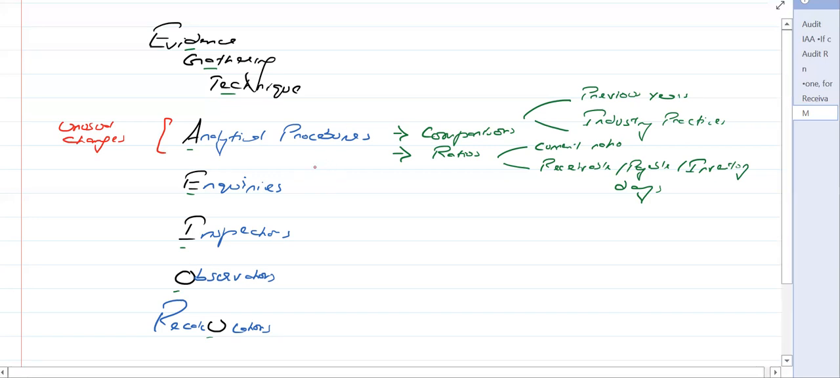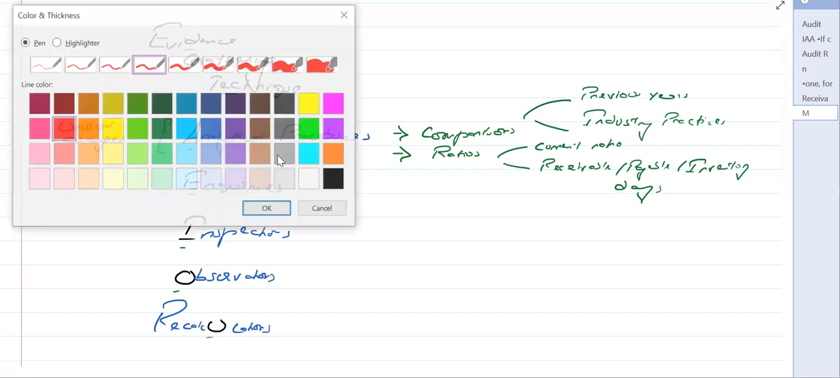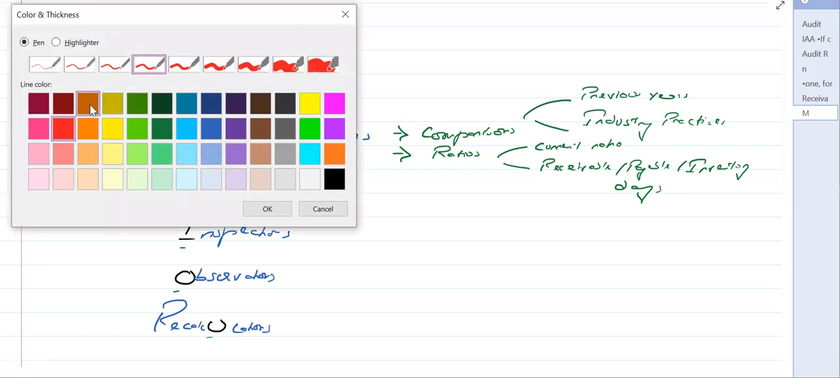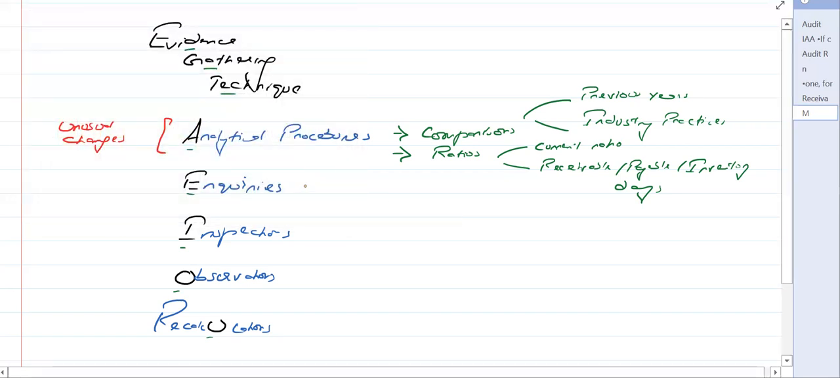Then we have the inquiries. Now, when you talk about the inquiries, remember one thing: this inquiry should be made, or discussion should be made, with the relevant personnel. So these are again something very important.